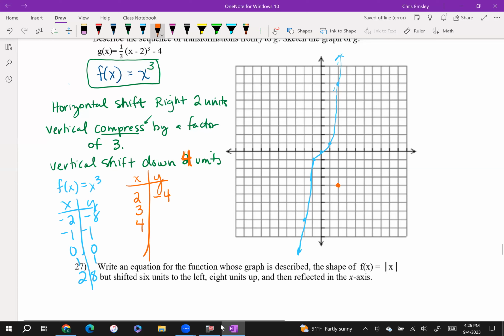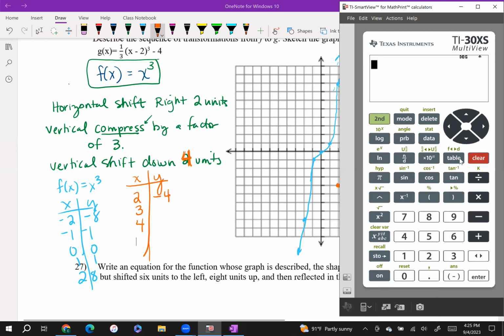And this is where maybe I want to show you how that table button works on your calculator. So if you press the table button, if there's anything in there, press clear. We can input this function into our calculator. So 1/3.